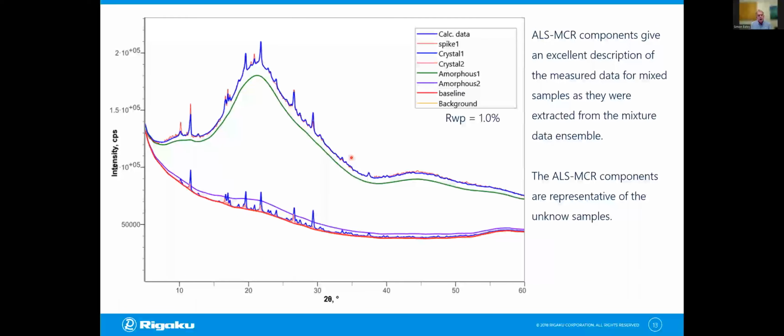Once we have those, we can do the same thing. Again, you can do this in Excel. You do the total pattern fitting with the instrumental background, and then the two amorphous components and the two crystalline components. And we end up overall with a much better fit to the data. And we would expect that because these are components that are extracted from measured data sets of the mixtures themselves.